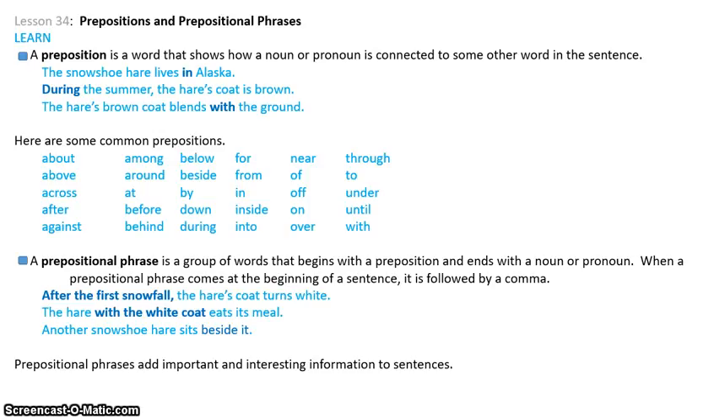Now you're going to notice that a prepositional phrase begins with a preposition, and normally it will end with the object of that preposition. In other words, it's going to end with a noun. And so in both of those cases, in is a preposition, Alaska is the noun. During is the preposition, summer is the noun. So let's take a look at the next one. It says the hare's brown coat blends with the ground. With is a preposition, ground is the object of the preposition, and it's a noun.